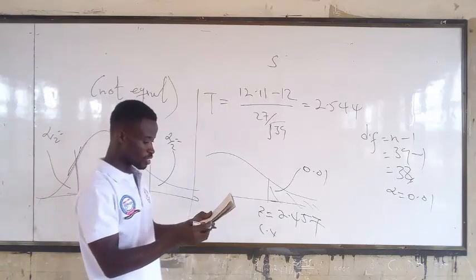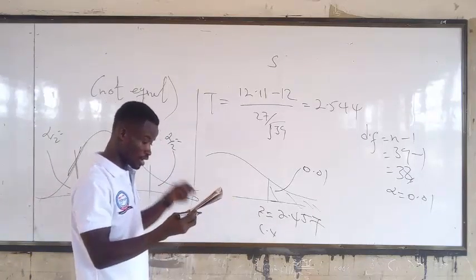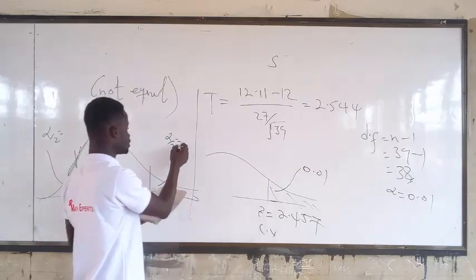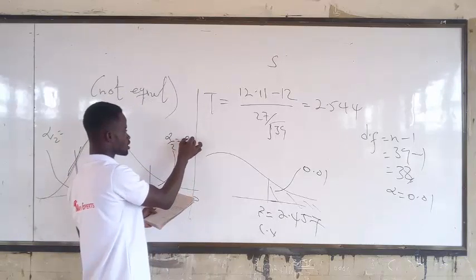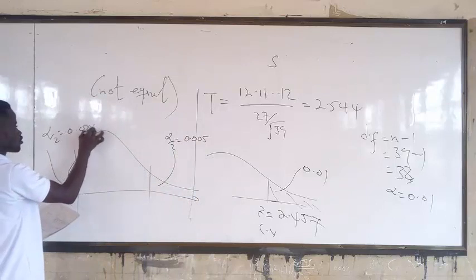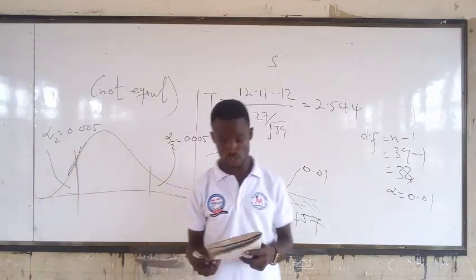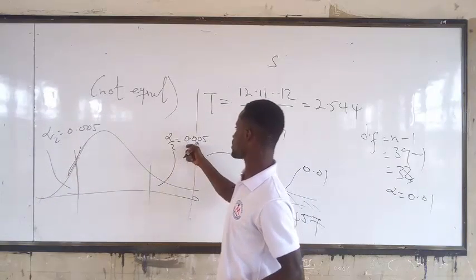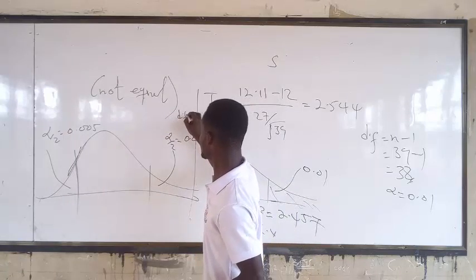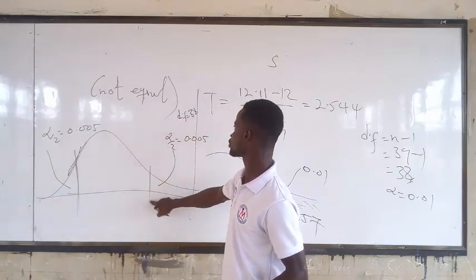The alpha level is 0.01, right? So when you divide by 2, you get 0.005. Alright. So this is 0.005. We are going to determine the 0.005 at a degree of freedom of 38 to get this. We are not going to use the 0.01 to do it.